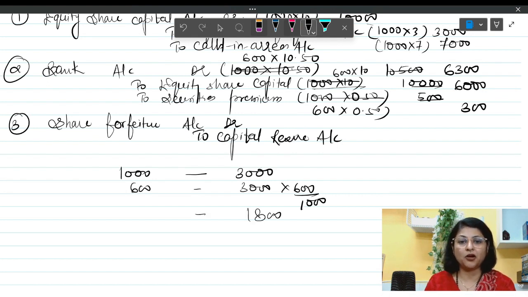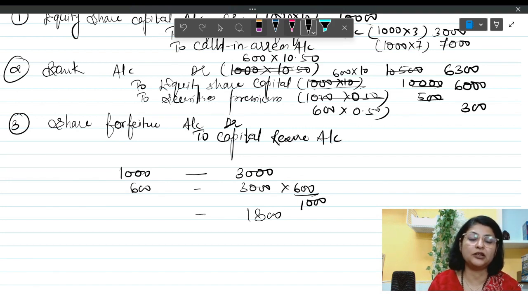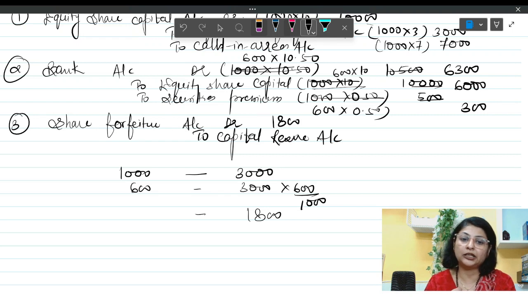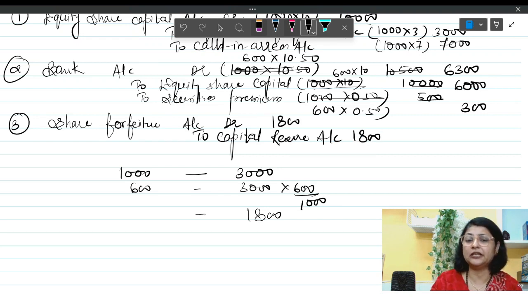And out of 1800 the amount utilized is nothing. We haven't utilized anything because we have issued these shares at premium. So the whole 1800 rupees is a capital gain and will be transferred to capital reserve by the company.